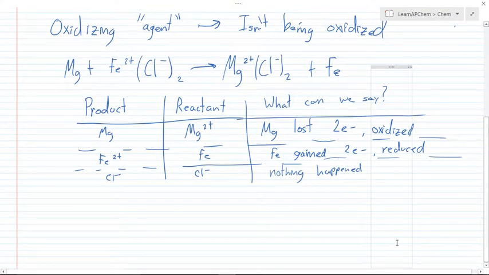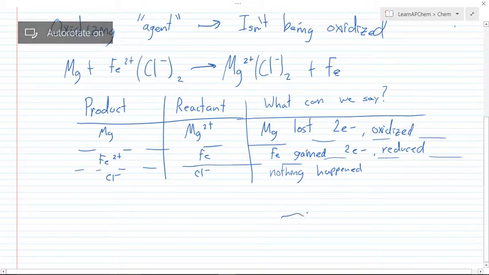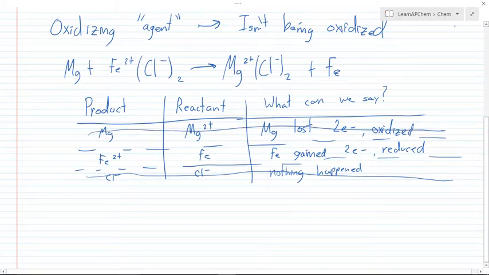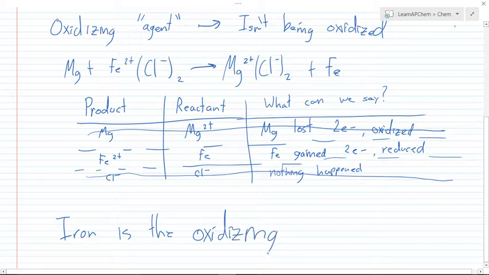So we have to look for something that's changing electrons but is not being oxidized. So we can eliminate Cl because Cl is not doing anything. We can eliminate magnesium because it's the one being oxidized. It's not the oxidizing agent. So therefore, Fe, or I'll just write iron, is the oxidizing agent.